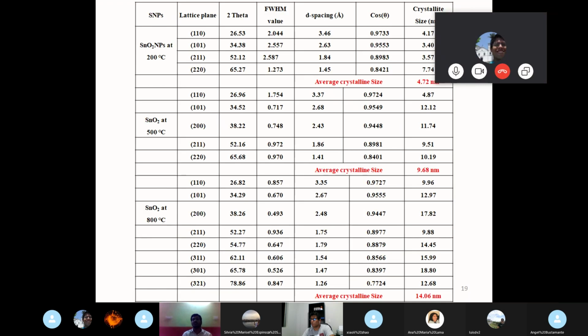This is the tabular column of the tin oxide nanomaterial. Looking at 200 degrees, the average crystalline size is less than 5 nanometers, around 4.72 nanometers. The sample at 500 degrees has an average crystalline size of less than 10 nanometers, around 9.68 nanometers. The material at 800 degrees has an average crystalline size of less than 15 nanometers, around 14 nanometers. From the result, we conclude that as the temperature increases from 200 to 800, the crystalline size increases.